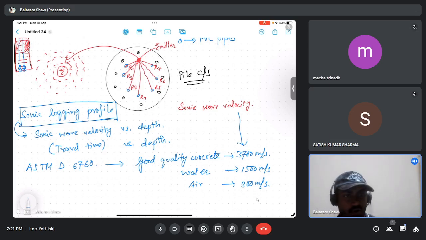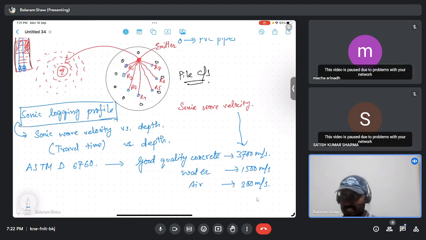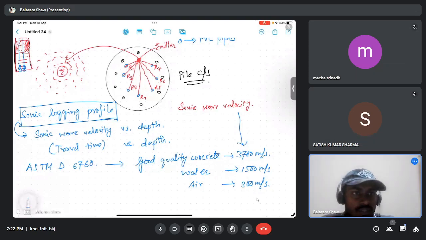Okay, and once concreting is done around the tube, as I said, it should be filled with water to ensure no loosening of bond between the concrete and the tube. And once the test is done, the water will be removed, and then we'll do the grouting in the PVC pipes.